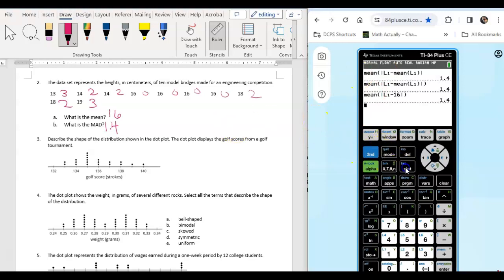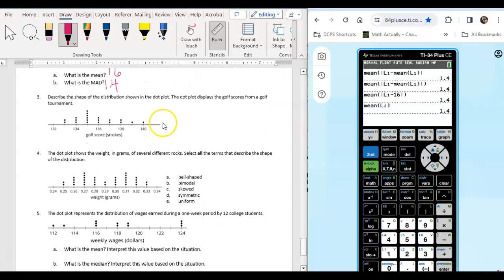So again, you can make a second list and find the average of L2, or you can just go ahead and do it the other way as well. That also means we could do second, list, scroll over to mean, and do second L2, since we put those values in there, and we'll also get the same thing. So you can use that second list math to find the mean of a list of numbers.